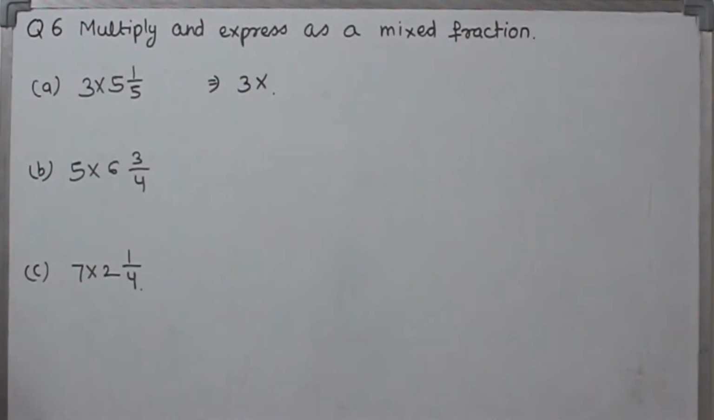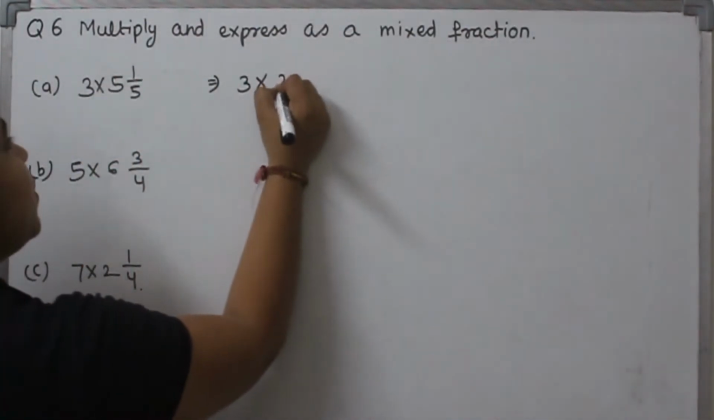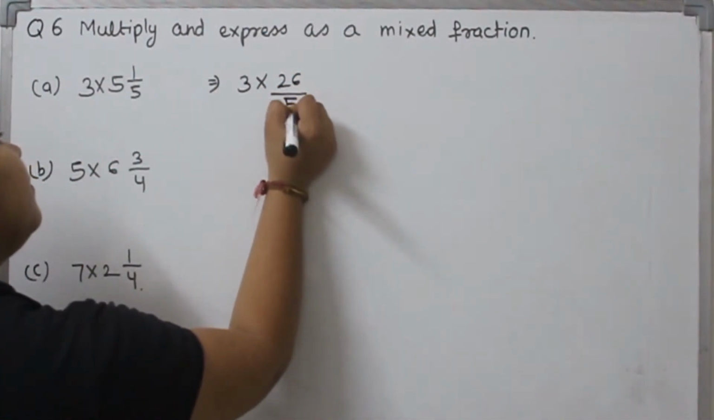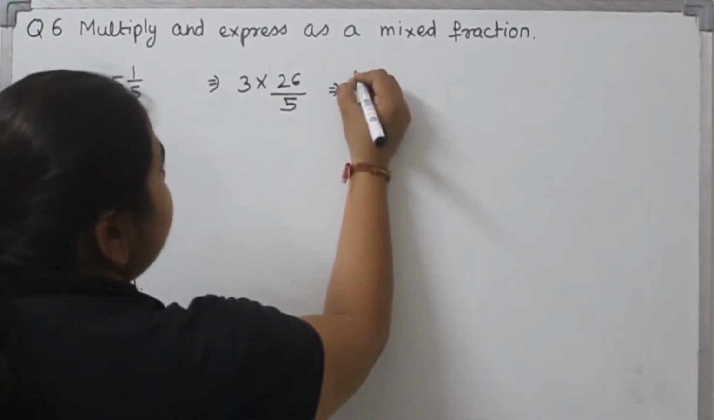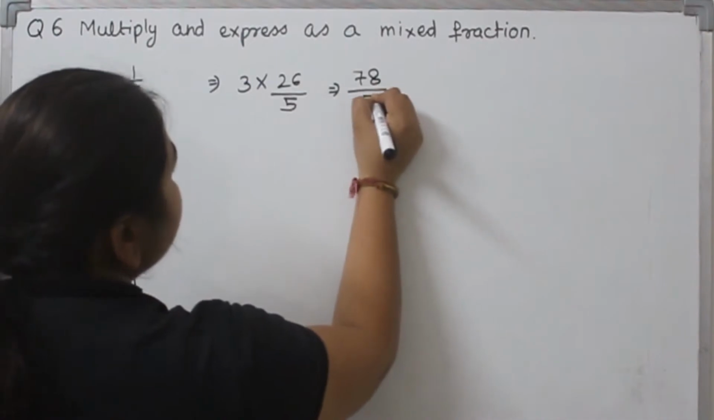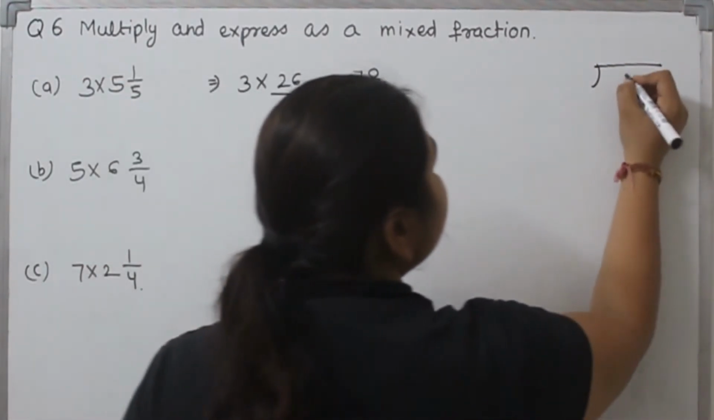So first we are going to solve it. 5 fives are 25 and 1 is 26. 26 by 5. Now we'll multiply. 3 multiplied by 26 is equal to 78. Divide by 5. Now for expressing as the mixed fraction we have to divide it.